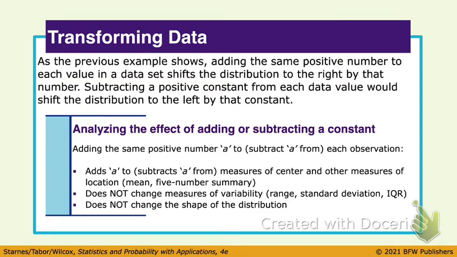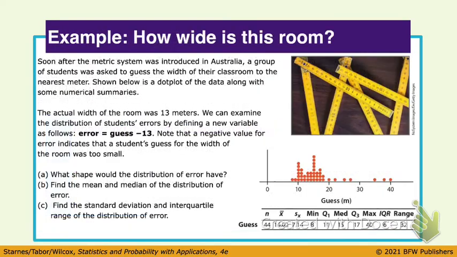Alrighty. So let's look at an example. Soon after the metric system was introduced in Australia, a group of students was asked to guess the width of their classroom to the nearest meter. Shown below is a dot plot of the data along with some numerical summaries. The actual width of the room is 13 meters. We can examine the distribution of students' errors by defining a new variable as follows. Error equals their guess minus the 13. Note that a negative value would indicate that a student's guess for the width of the room was too small.